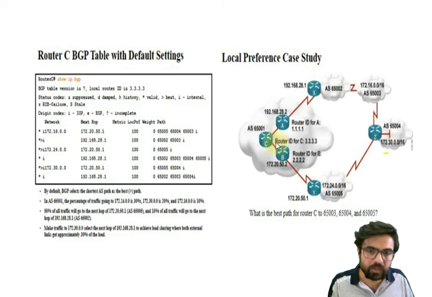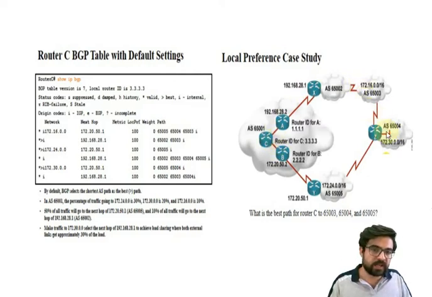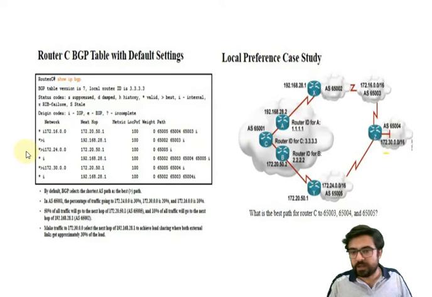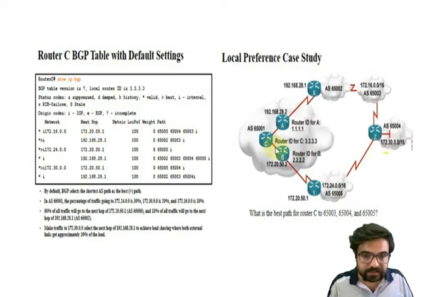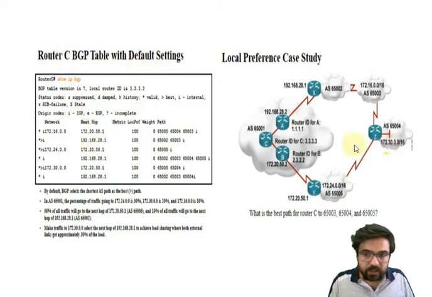So here, imagine you're at router C, and from router C we want to advertise the network which is behind router C to router Z, which is here. There are two paths. One of them is here, and one of them is here. If we take a look at that, what do we have here? Router C's BGP table.